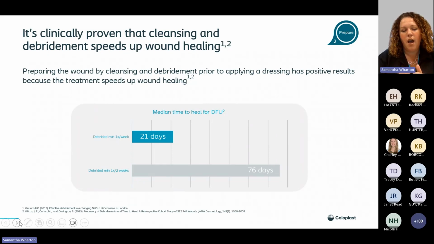So this just really gives you that solid evidence that the more frequently you debride and cleanse your wounds, the quicker they will heal. And for any of you that have worked in wound care for quite a while, you'll know that any evidence around wound care is quite sparse. But this is quite a large study, so it really is reiterating the need to do that cleansing and debridement to prepare your wounds, to remove those barriers to healing, and actually getting much quicker outcomes for patients.